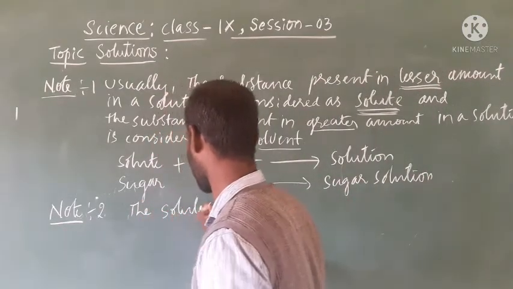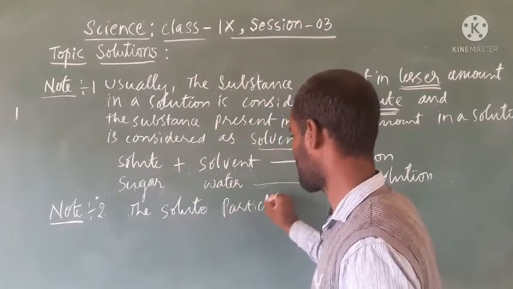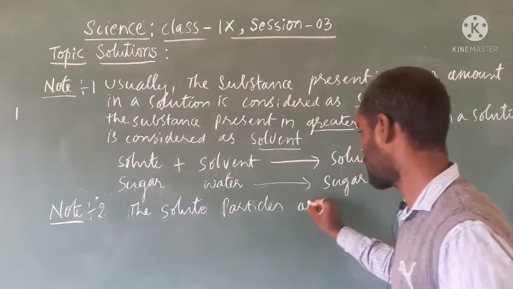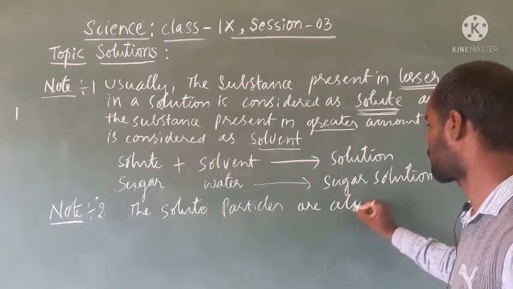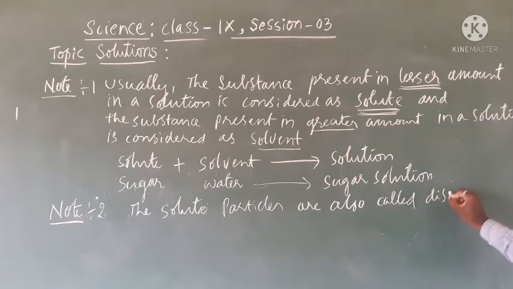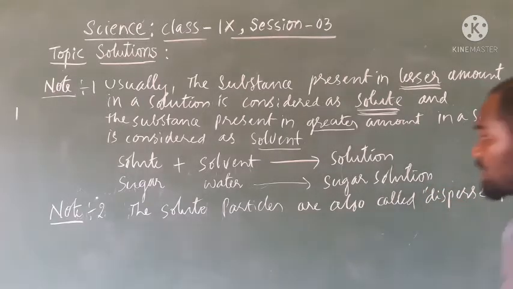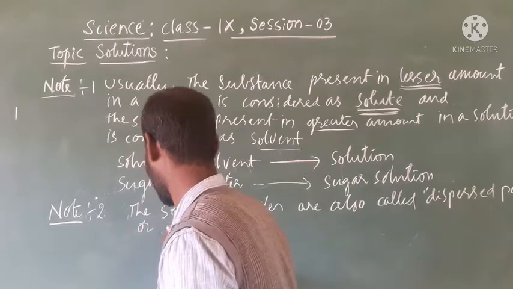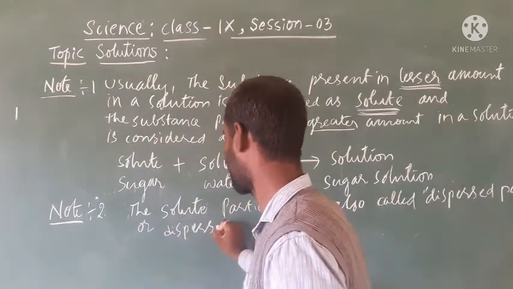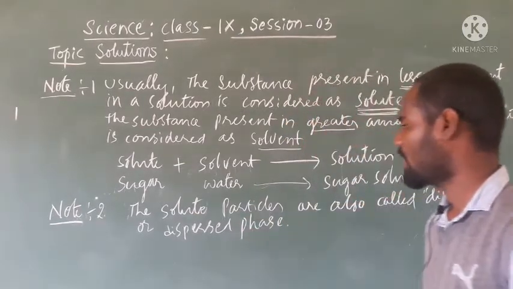The solute particles are also called what? Dispersed particles. Most important term. Dispersed particle or dispersed phase. Dispersed phase, most important.